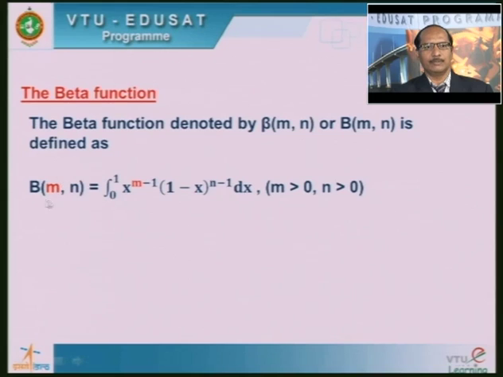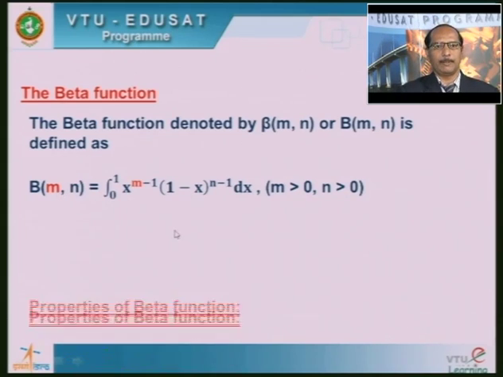So, see here, the first argument in the bracket corresponds to x to the power that number minus 1. The second argument corresponds to 1 minus x to the power n minus 1. This n corresponds to here, and this x to the power m corresponds to beta m. So, this is the definition of beta mn.